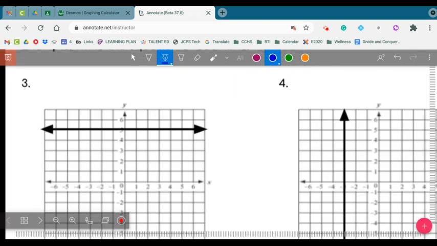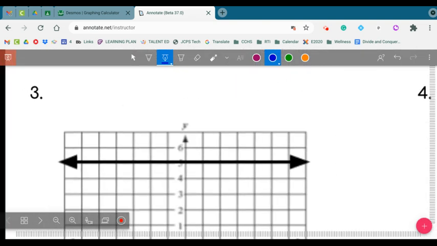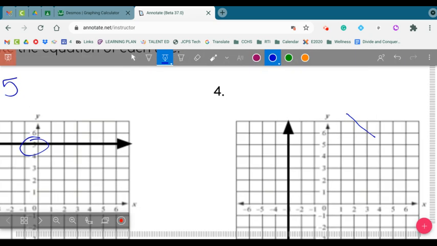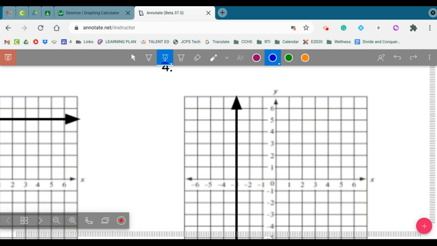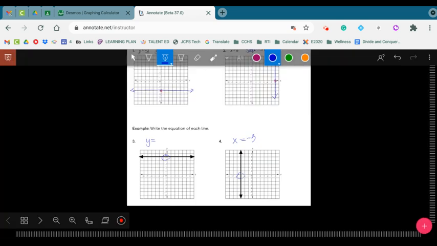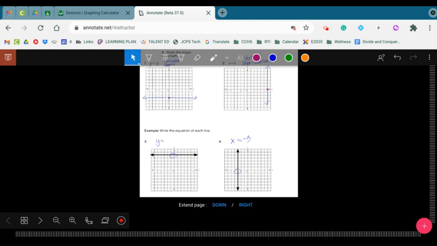Okay, going down to the bottom, we're just going to write our equations. So this one, it's crossing at y is 5. So you're just going to have y equals 5. Crossing the y-axis at 5, and it's a horizontal line, so it's going to be a y equals. Next one, we're crossing at x is -3. So it's going to be x equals -3. Let me know if you guys have any questions on the front page. We're going to move on to the second page.